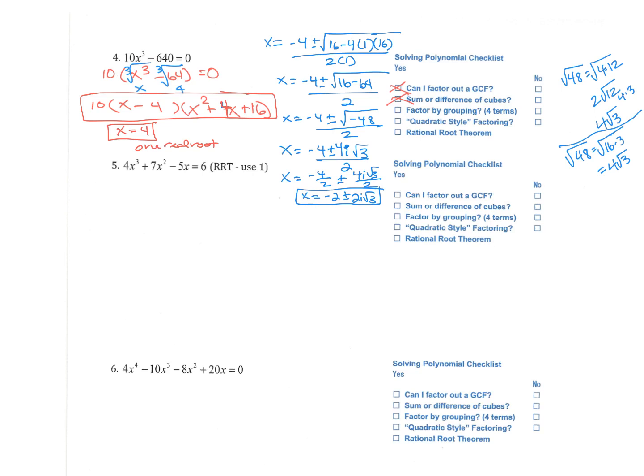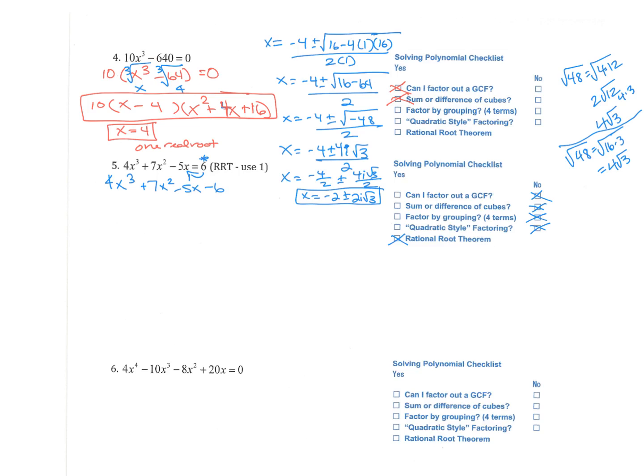Okay, you guys, on number 5, before I get started, I do want to mention this 6 right here. You do need to subtract it over, so this is equal to 0. You do need to have 4x cubed plus 7x squared minus 5x minus 6. And after you look at this, you should find that it has no GCF. It is not the sum or difference of 2 cubes. Even though you have 4 terms, you cannot use factor by grouping. It doesn't work. You wouldn't use quadratic style because you have 4 terms. So this problem is a rational root theorem problem.